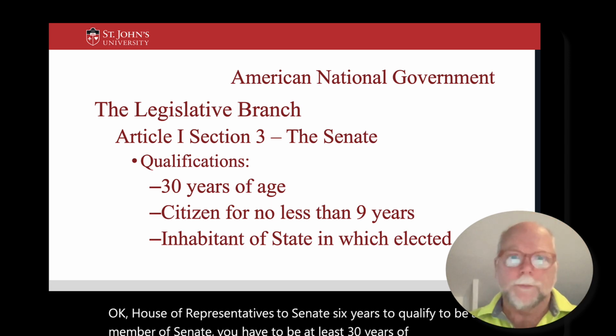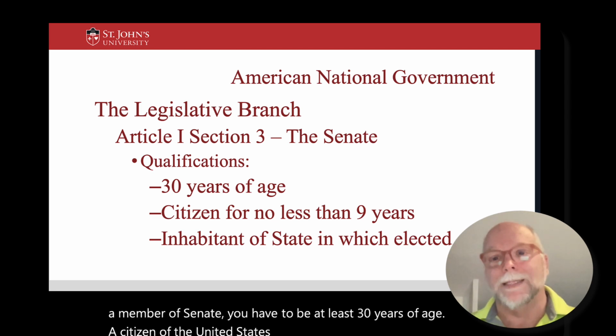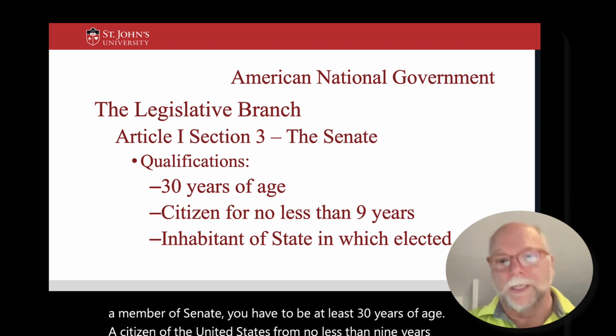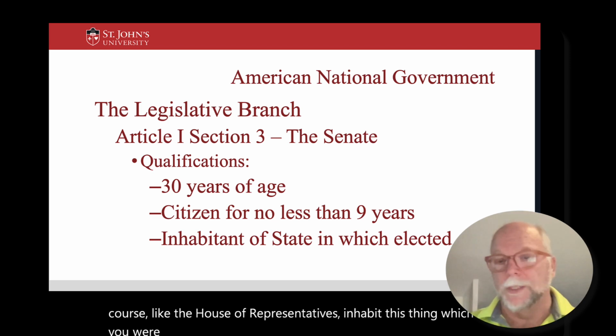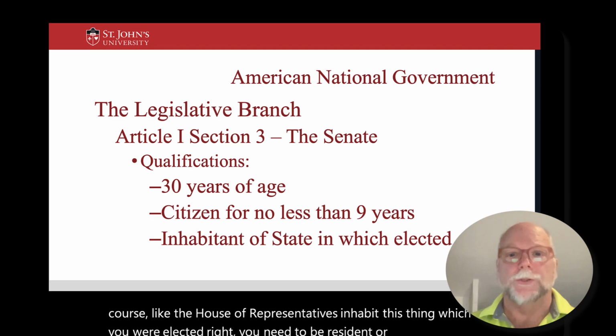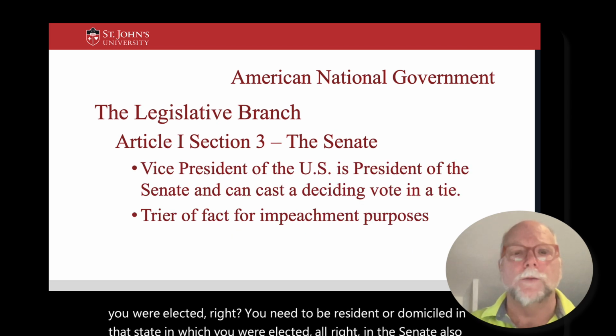To qualify to be a member of the Senate, you have to be at least 30 years of age, a citizen of the United States for no less than 9 years, and of course, like the House of Representatives, inhabit the state in which you were elected. Right? You need to be a resident or domiciled in that state in which you were elected. All right, and the Senate also has specific powers too.